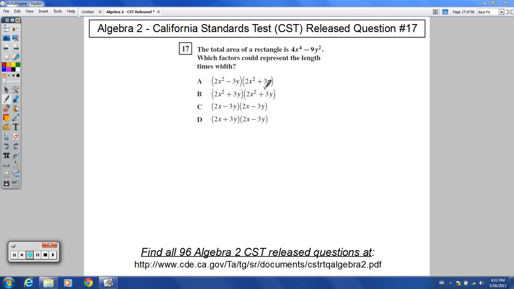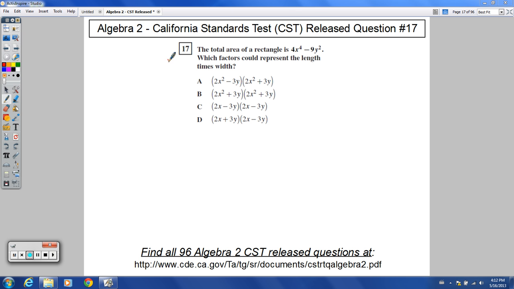Welcome to release question number 17 for Algebra 2 for the CST questions. It says the total area of a rectangle is 4x to the fourth minus 9y squared. Which factors could represent the length times the width? To me, this looks like a difference of squares.